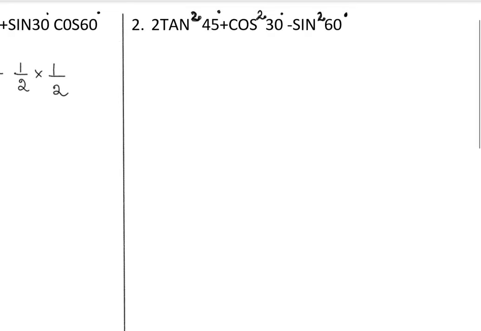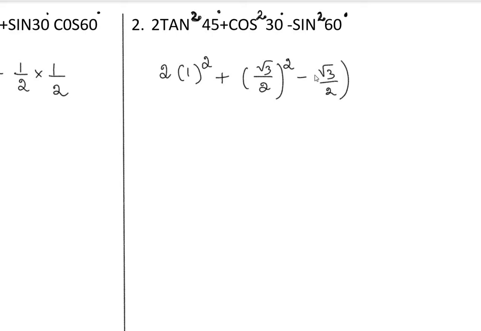My second sum is 2 tan square 45 degree plus cos square 30 degree minus sin square 60 degree. 2 into tan 45, the value of tan 45 is 1 and tan square is there, so I am putting that square as it is, plus cos 30, the value of cos 30 is root 3 by 2 and square is given, so I am squaring it, minus sin 60 degree, value of sin 60 is root 3 by 2 and square is given, I am writing that square as it is.